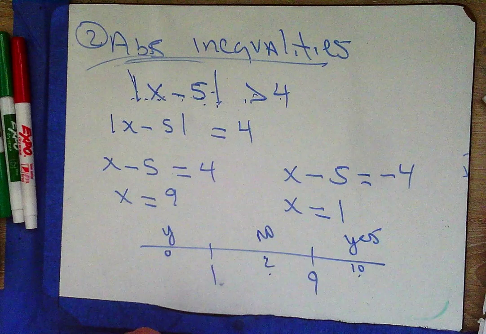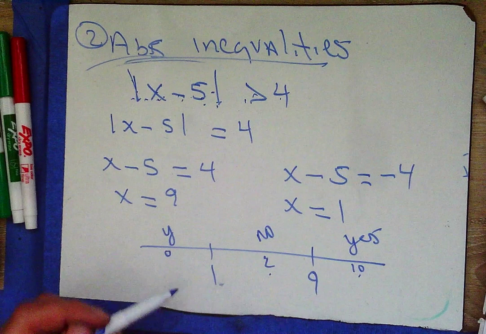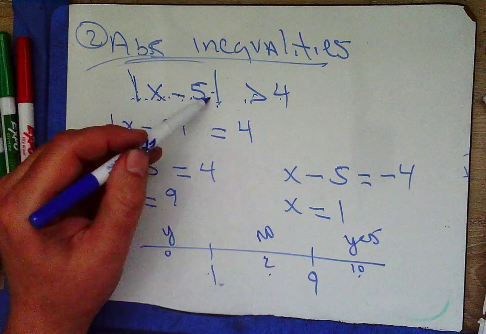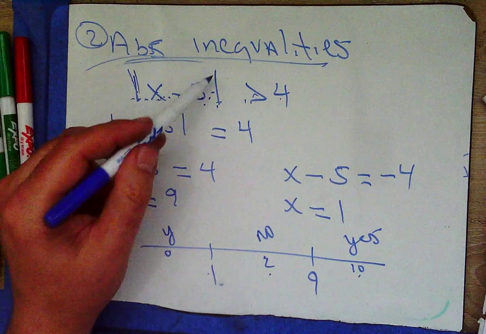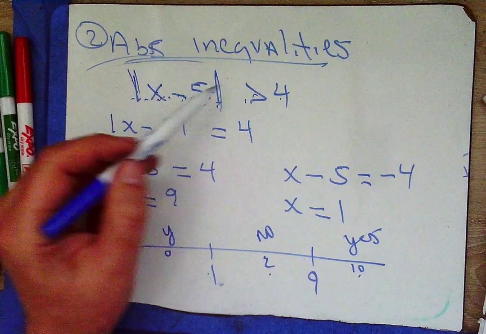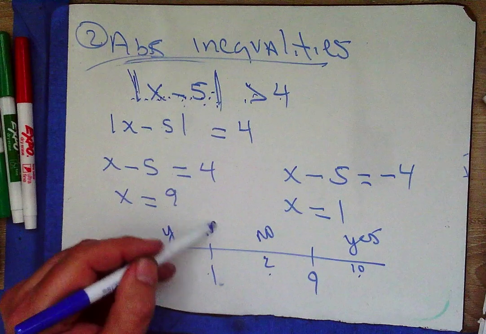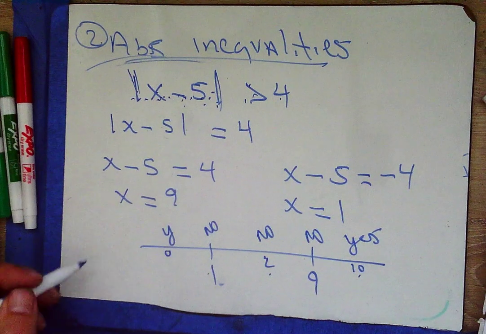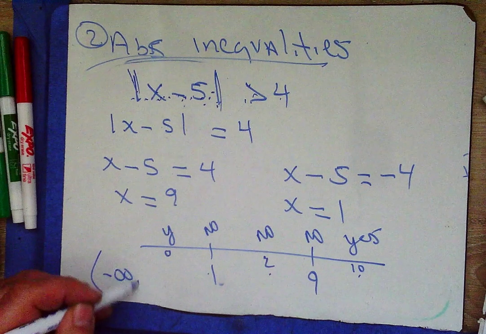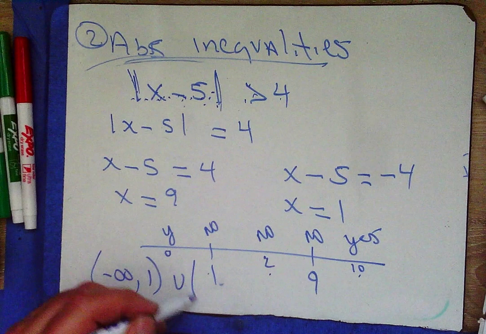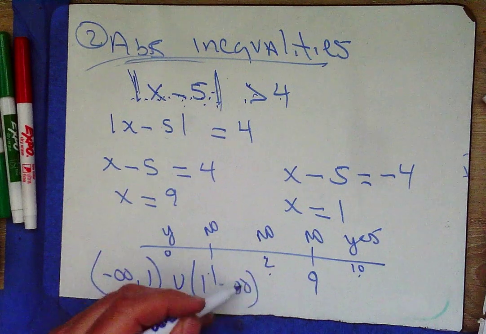Yes. And what about the critical numbers themselves? If I plug in a 1, 1 minus 5 is negative 4. Absolute value of negative 4 is 4. Is 4 bigger than 4? No. And that's going to happen over here as well. So my solution is negative infinity to 1, union 1 to infinity.